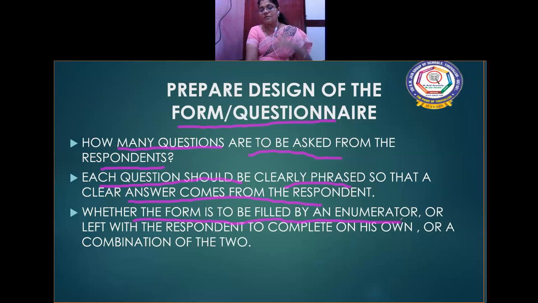Enumerator means the person who is asking the question, and respondent means the person who is going to answer the question. So they have to decide whether the form is to be filled in by the enumerator or by the respondent, or whether both of them will combine and do the work. So these are all the things that the statistician should plan beforehand.